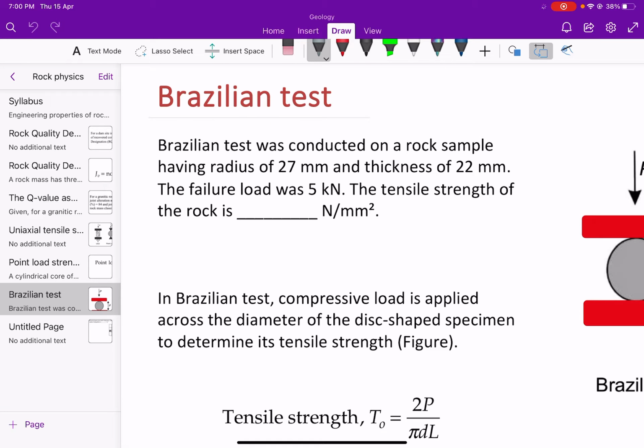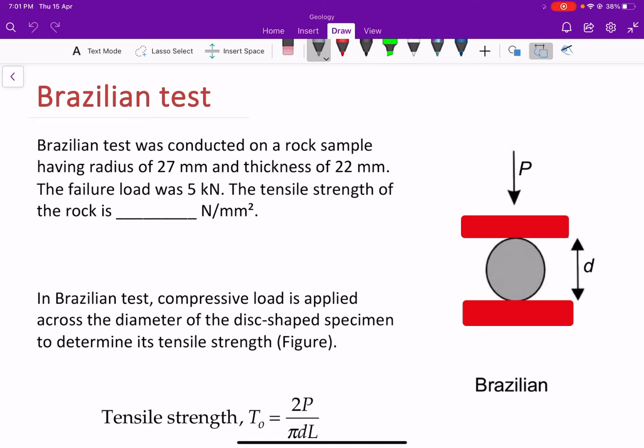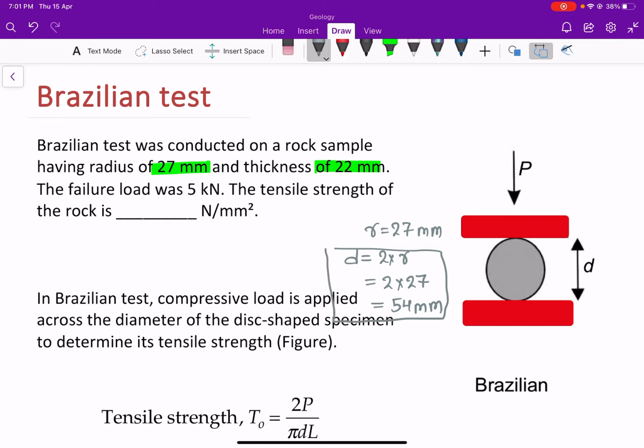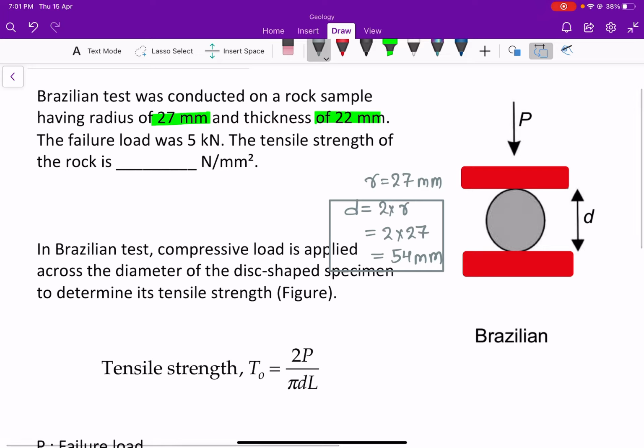The next numerical is based on the Brazilian test. A Brazilian test was conducted on a rock sample having radius 27 millimeter. So the radius of the sample is 27 millimeter and the thickness is 22 millimeter. So we can note it down. R will be 27 millimeter. So diameter D will be 2 into R, that is 2 into 27, which equals 54 millimeter. So the diameter will be 54 millimeter and the thickness L equals 22 millimeter.